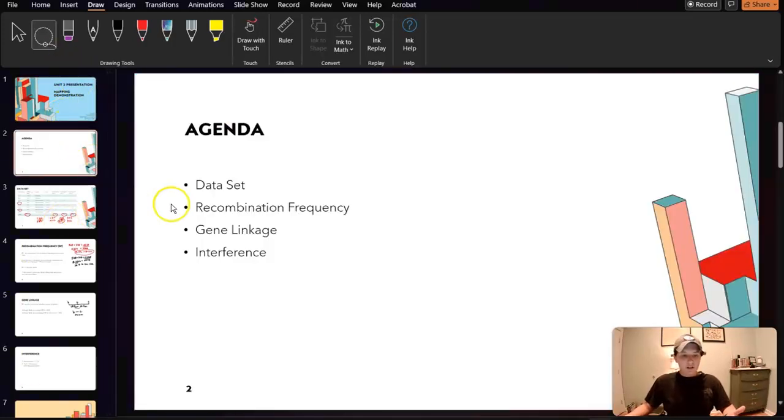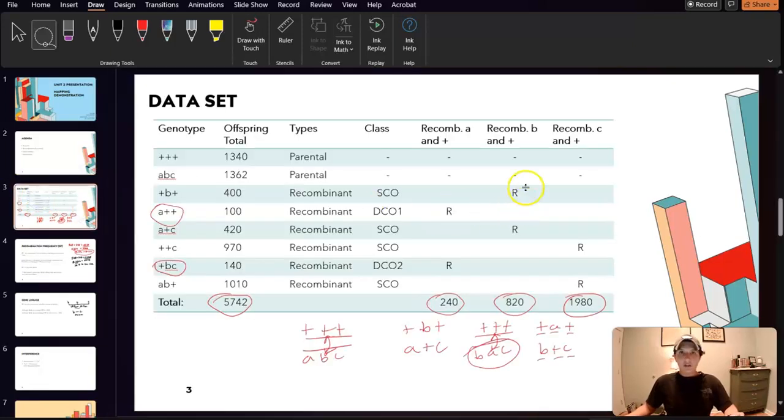So here's our agenda. We're going to go through my data set, recombination frequency, gene linkage, and interference. So here's the data set broken up by genotype, offspring per genotype, whether it's parental or recombinant, whether it's a single crossover, double crossover, and a recombination event.